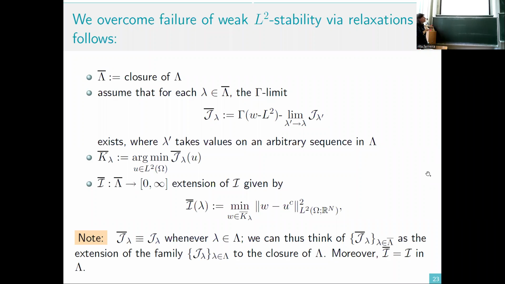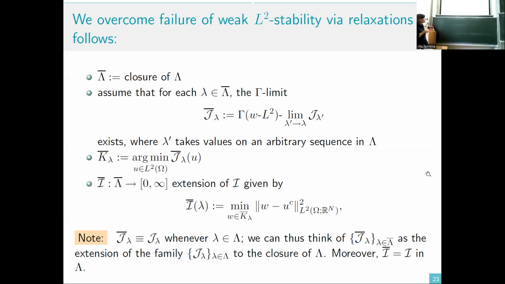Then you look at the minimizers. You collect all the minimizers. As before, in the same notation, this K lambda is the set of minimizers of these extended functionals. And then you look at the extended cost functional, which is as before: it is just a minimization of the distance between your reconstructed images and your clean image. So this is the cost function. This is how we are going to set up this extended problem.